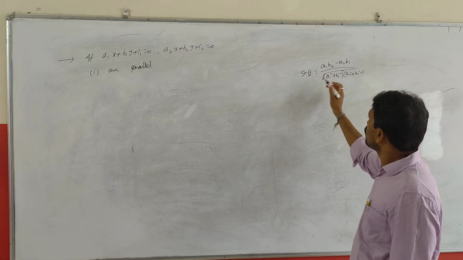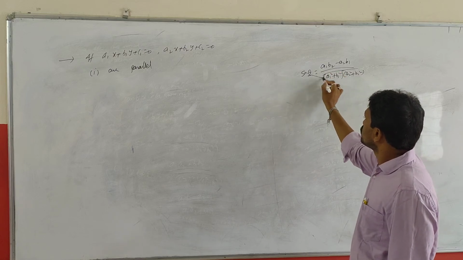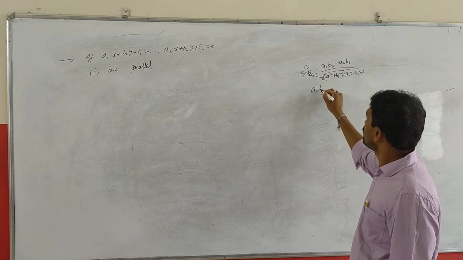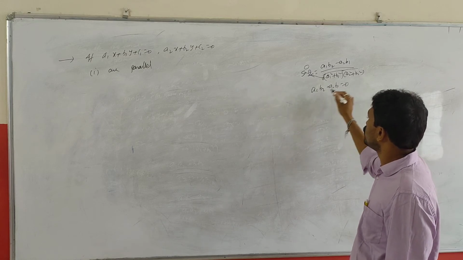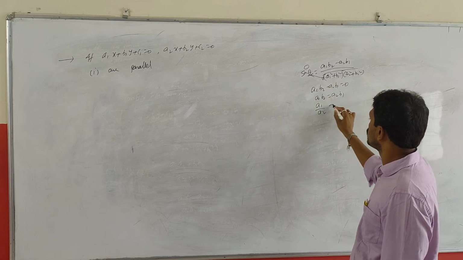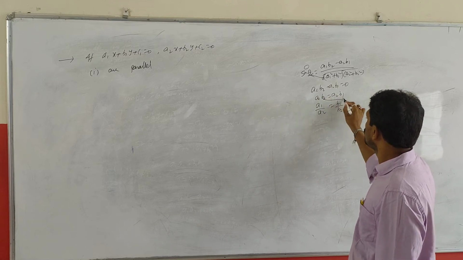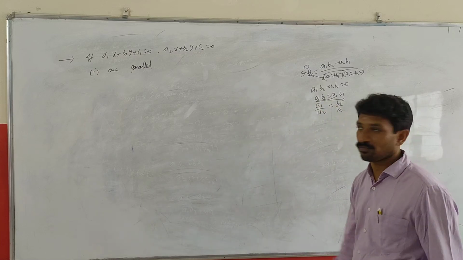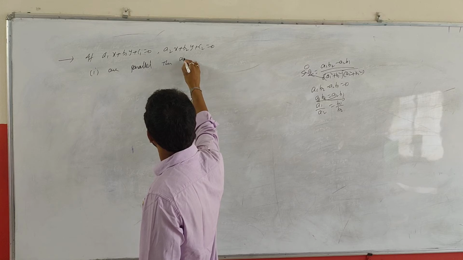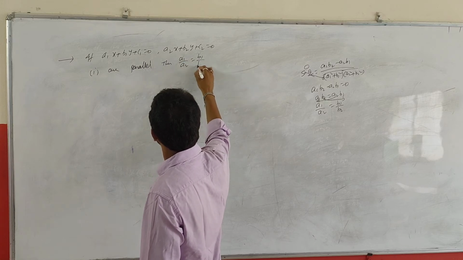Then what can you write? The numerator is 0, and 0 into anything is 0. So a1 b2 minus a2 b1 is equal to 0. That means a1 b2 is equal to a2 b1, which means a1 by a2 is equal to b1 by b2, transposing each term to the other side. So if the lines are parallel, then a1 by a2 is equal to b1 by b2.